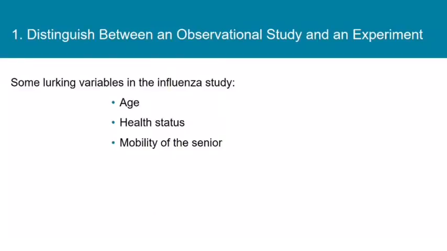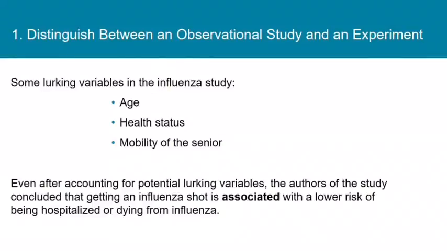It's entirely possible, in fact, it's even likely, that people who are willing to go get a flu shot on their own also take care of themselves in other ways, like maybe they are more conscious of washing their hands, or maybe they exercise more, maybe they eat better. We don't know. That's why they're lurking variables. It turns out in this case that the way the authors presented their results was they just said that the flu shot is associated with a lower risk of hospitalization or death from flu. They never said it caused it when they published their results, because after all, they were not doing an experiment, they were doing an observational study.